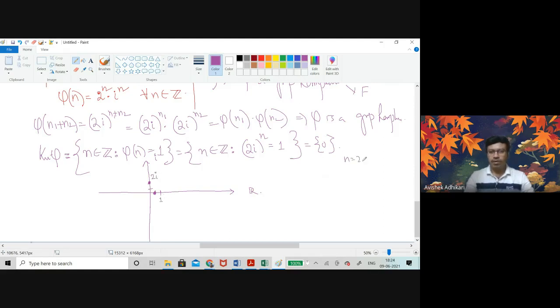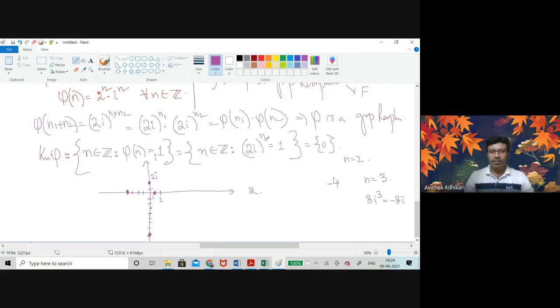For n equal to 2, this value will be 4 times i square, which means minus 1, so minus 4. So 1, 2, 3, and 4, somewhere here. Now for n equal to 3, this value will be 8 times i cube. i cube means minus i, so that means minus 8i. So like this 1, 2, 3, 4, 5, 6, 7, 8, somewhere here.